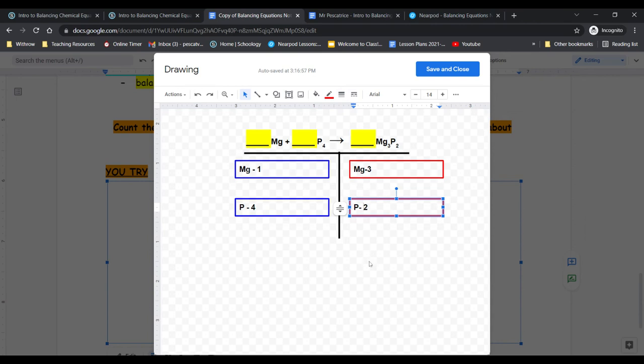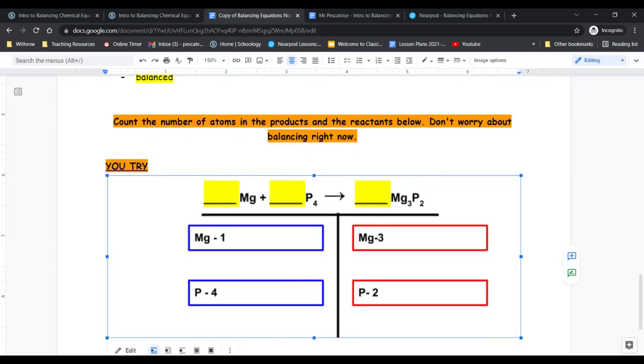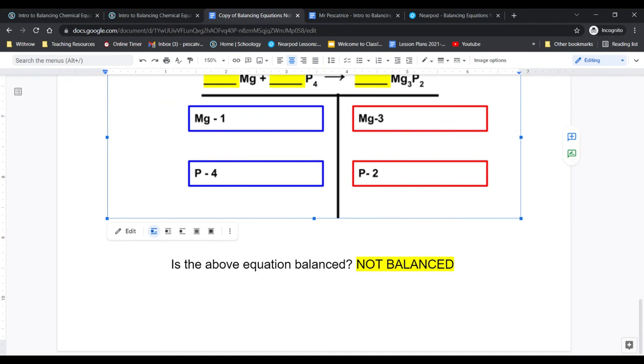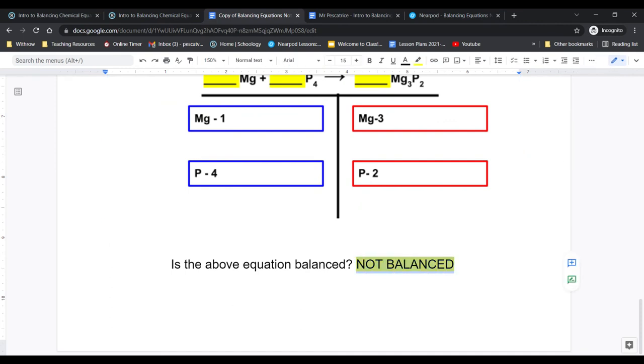All right, so now you ask yourself, are these numbers all equal? The answer is no, they're not. So this equation is not balanced, and we'd have to add coefficients in these yellow spots, which we're going to do tomorrow, that will help them become equal. And that's where we start playing the number game. So hit save and close. And then this is not balanced.